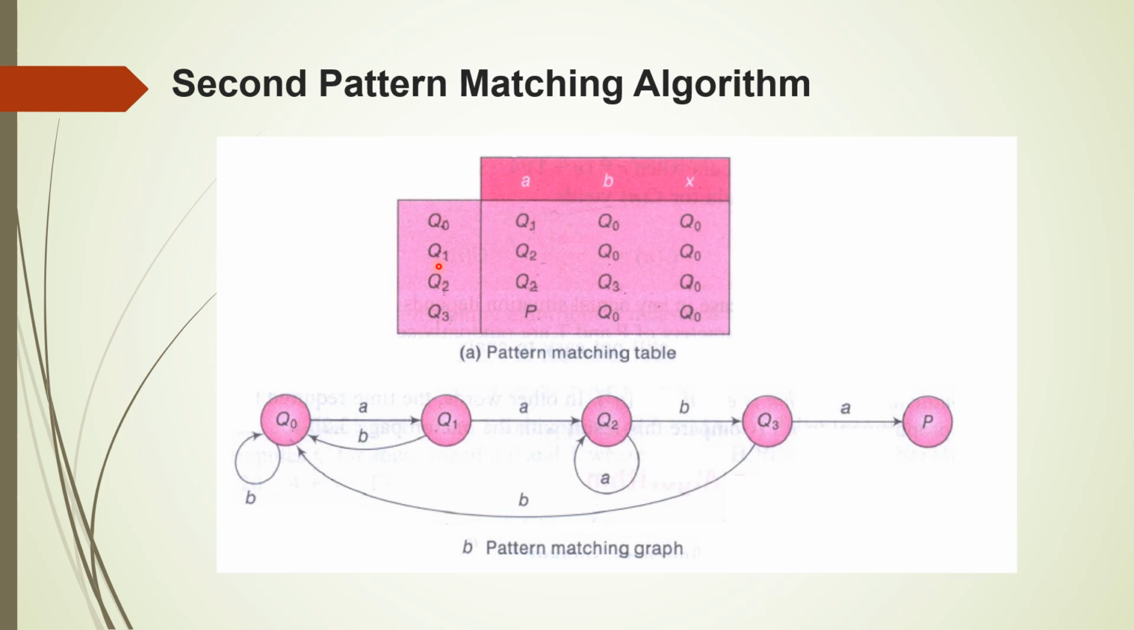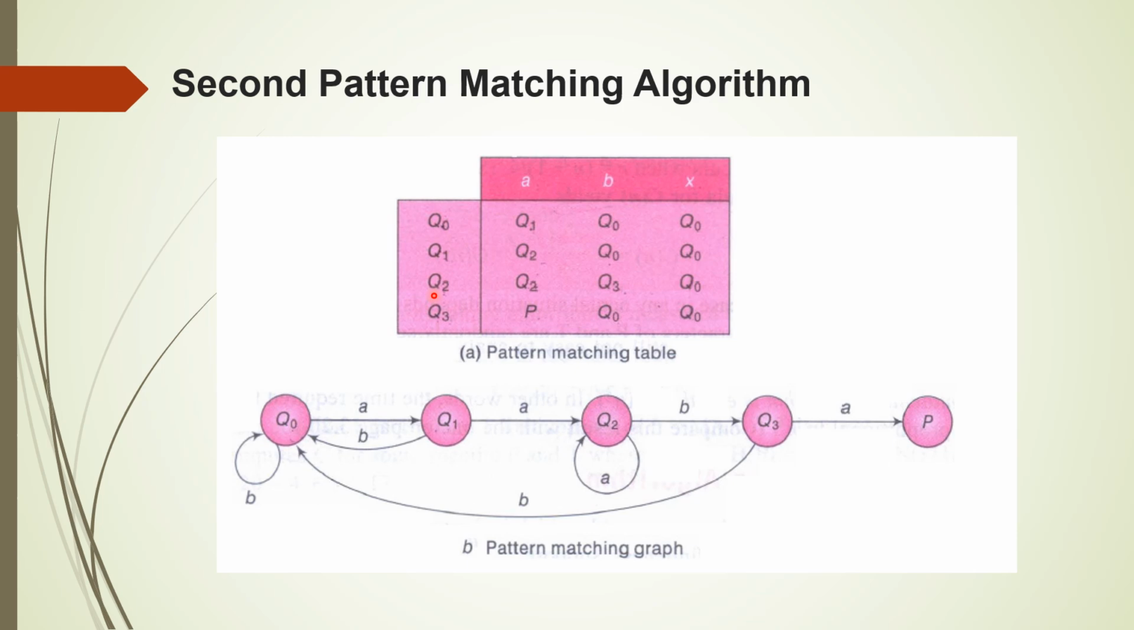Now from the state Q1, read A. It will go to the state Q2. From the state Q1, if you read B, you will go to the state Q0. Other than B, any other characters also, you go back to the state Q0.